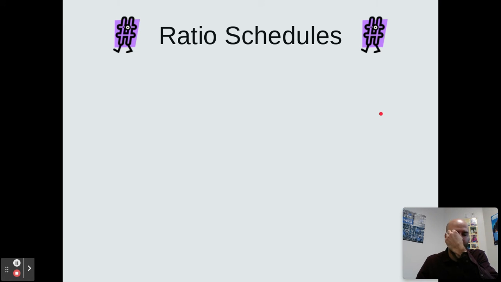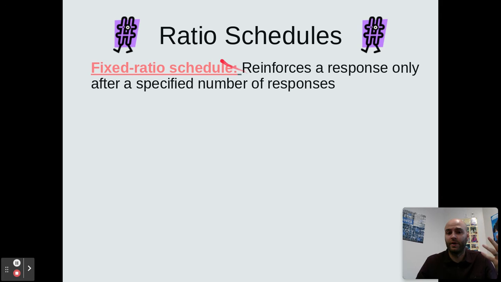So a ratio schedule is just a number, right? A ratio is a number. Think of it that way. A fixed ratio schedule reinforces a response only after a specified number of responses. It's a fixed number, then you're going to be rewarded.